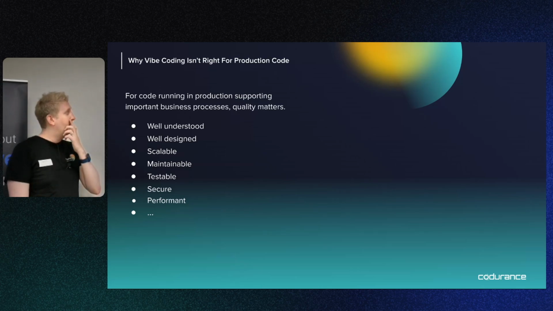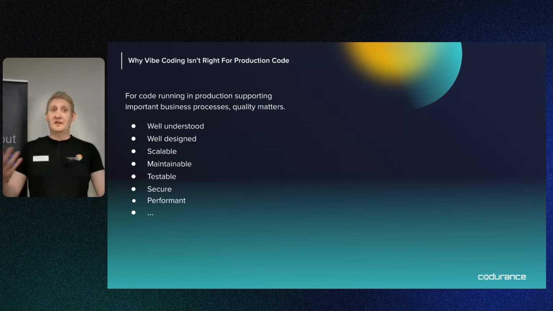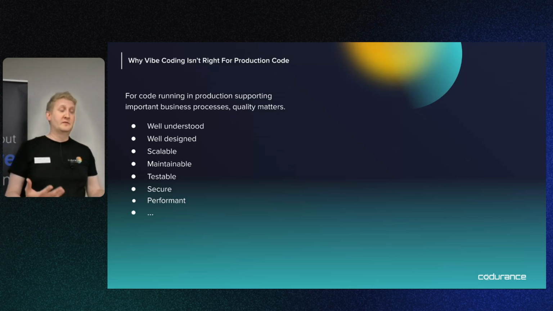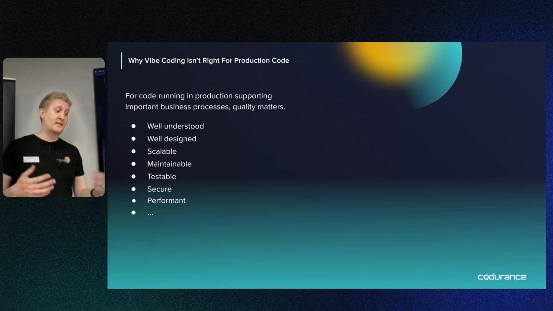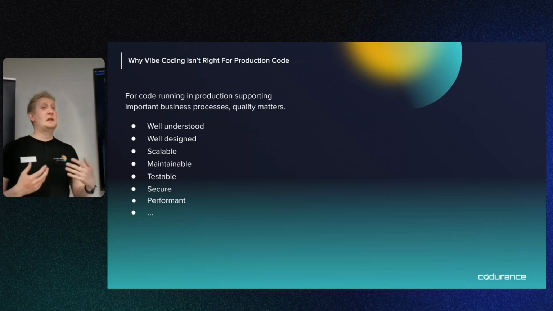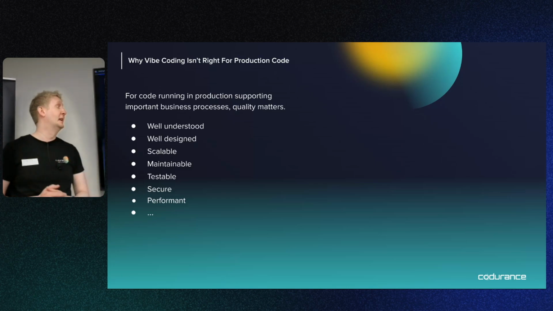At Codurance, we've been using these tools now on real-world production systems, real-world code. We've been leveraging tools like Cursor and GitHub Copilot and Claude Code. But we've been doing it following certain principles and patterns that govern how we interact with these tools. I'll talk a little bit about what that looks like.